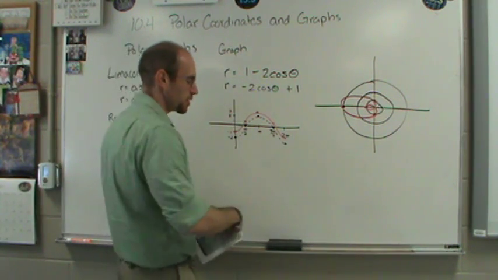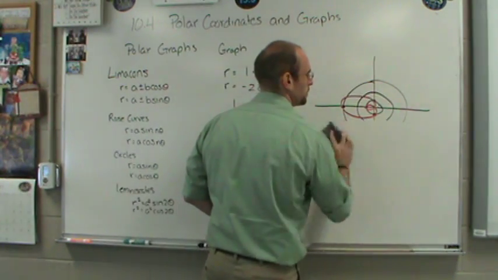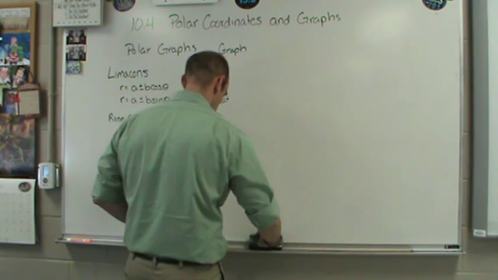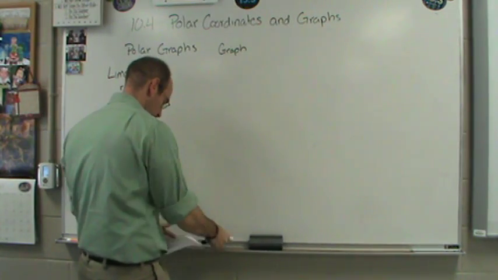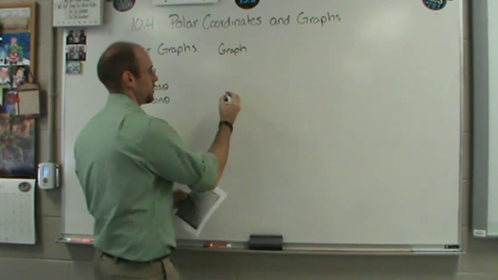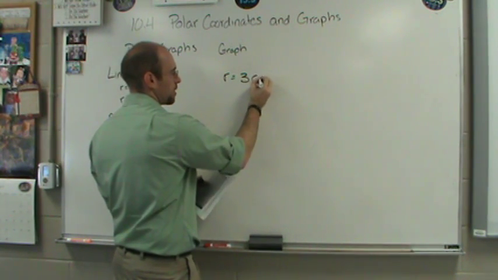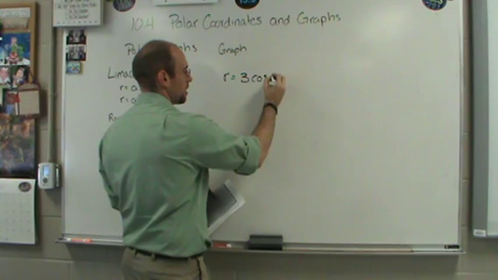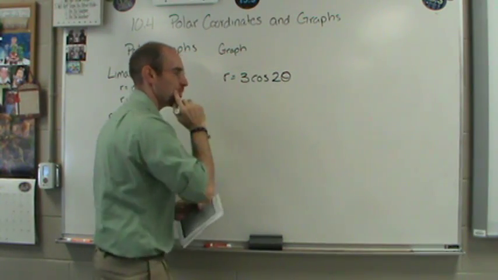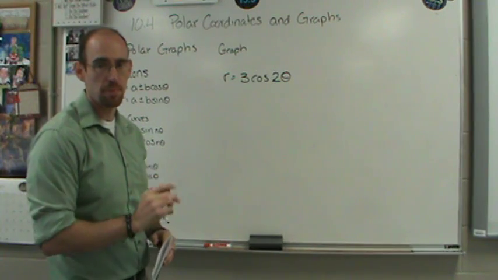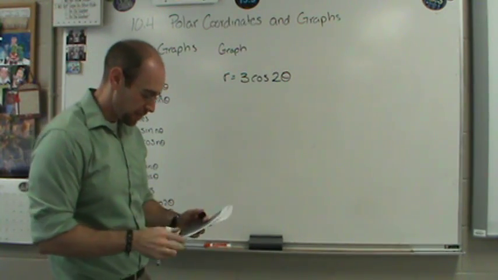Let's do one more. Let's do a rose curve. r is going to equal 3 cosine of 2 theta. Now right off the bat, we should know that with that 2 in there, we're going to end up having 4 petals. But let's graph this.